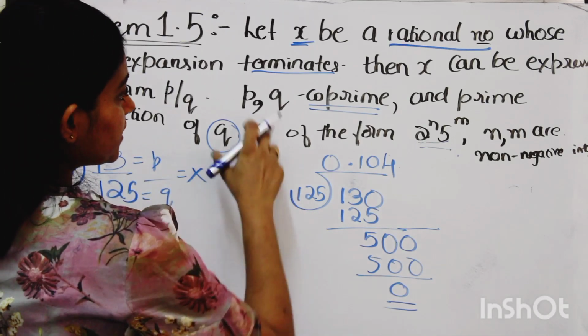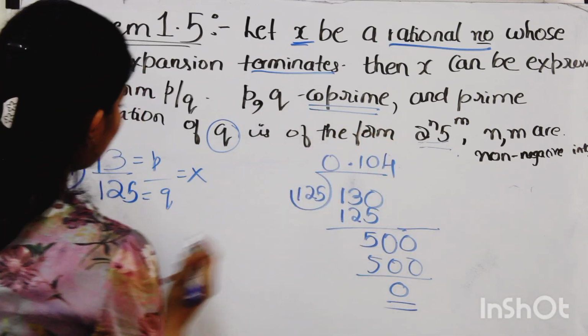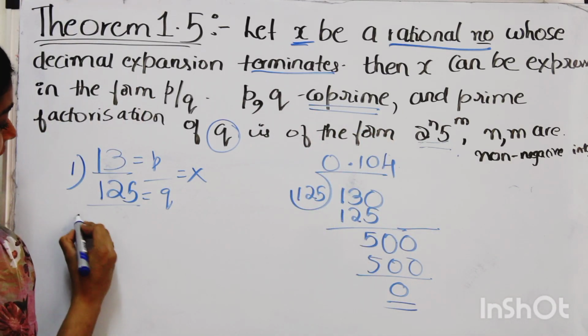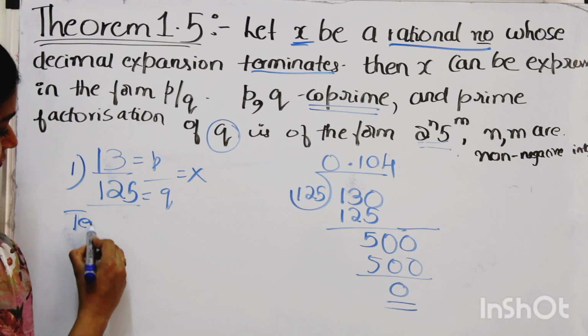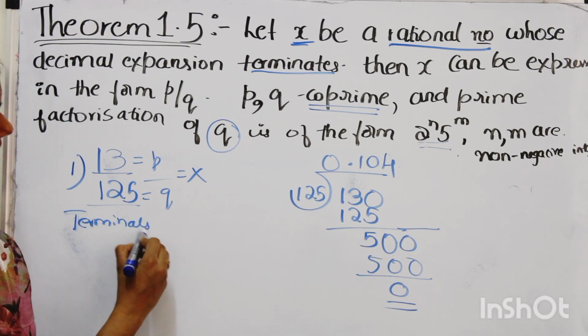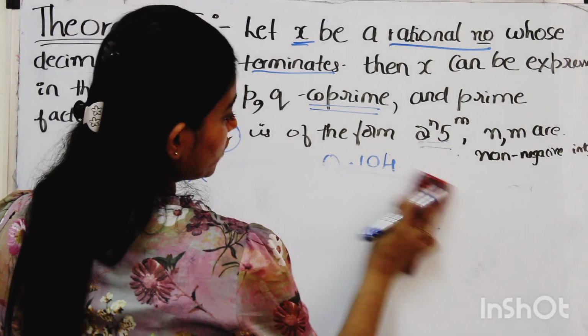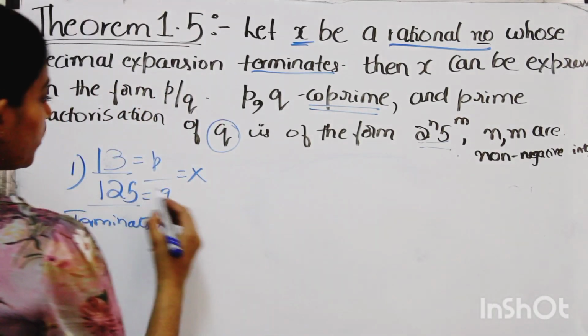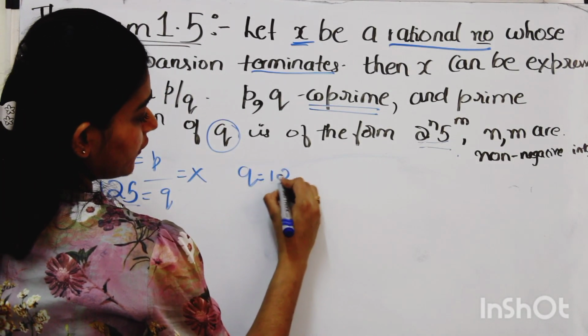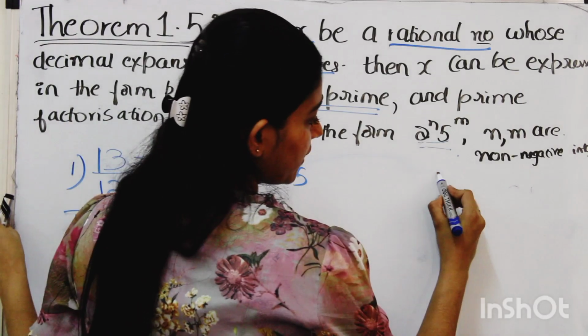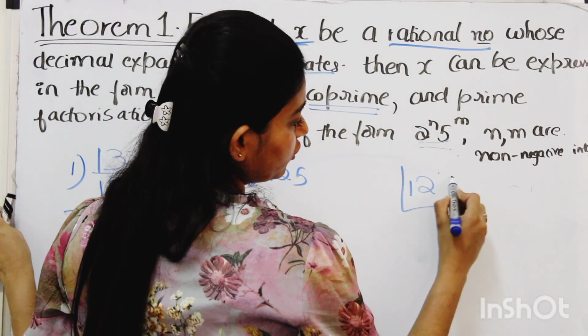Now we know this condition holds, p and q are co-prime. Now this terminates, and now we have to check the prime factorization of q. So what is q here? q is equal to 125. Let's see the prime factorization of 125.